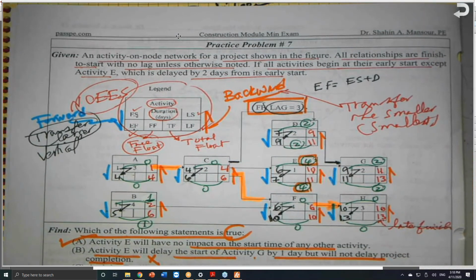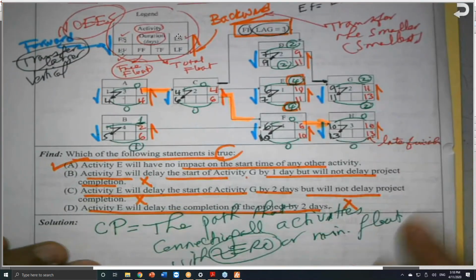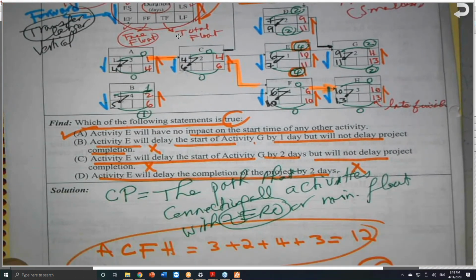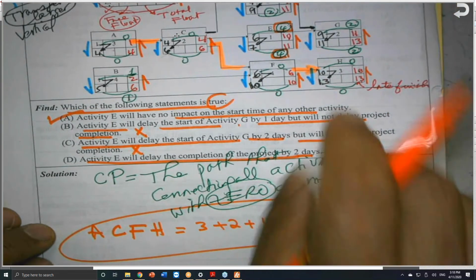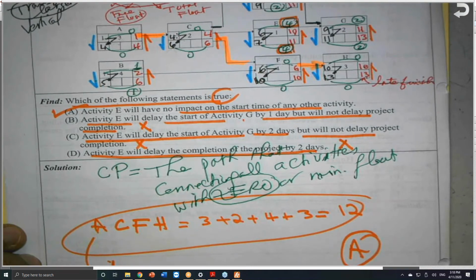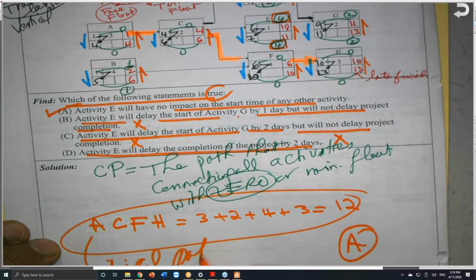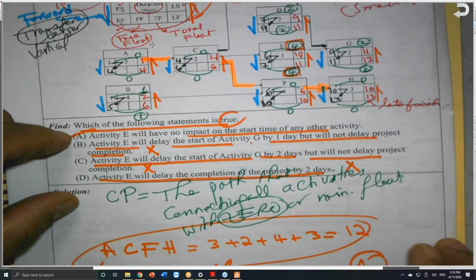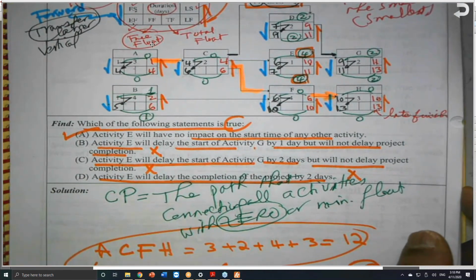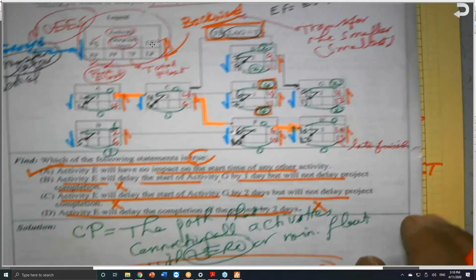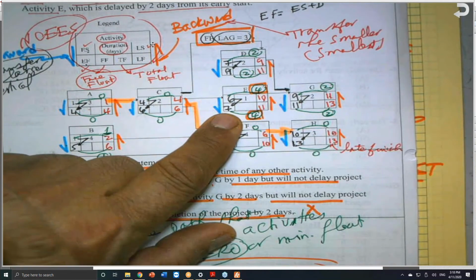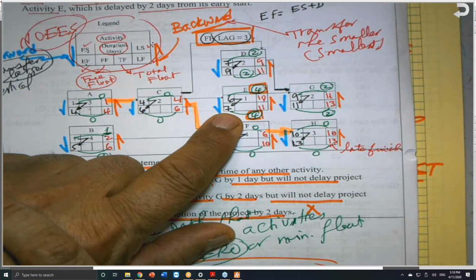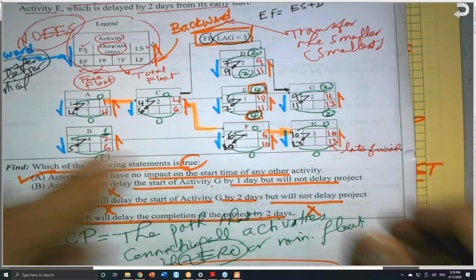The same problem could be given to you and ask you what is the critical path. This is another problem. What is the critical path? A, C, F, H. This is the critical path. I think I have the same problem, but instead of giving you which of the following is true, it can give you another question: activity E, how many days can it be delayed without affecting the completion of the job? It could be delayed up to 4 days, because of the total float.